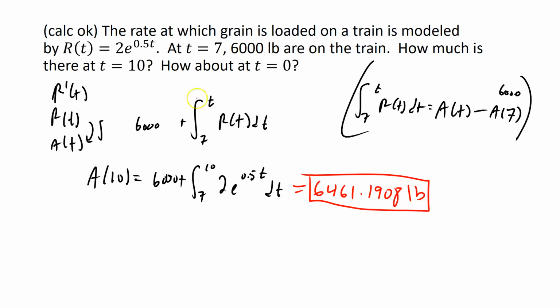Alright, and then how much is there at 0? So the amount at 0 is 6,000 plus the integral from 7 to 0. Trust the math here, right? We're integrating backwards here. That's fine, though, because we're going back to see how much there was at 0. So of 2e to the 0.5t dt. You could change this to a subtraction from 0 to 7, but I'm just going to leave it alone because the calculator will take care of that for me.